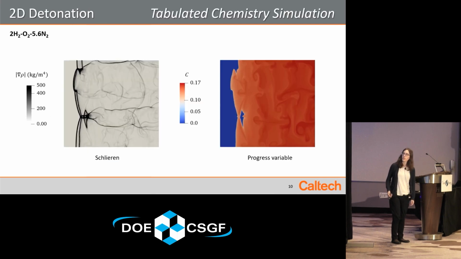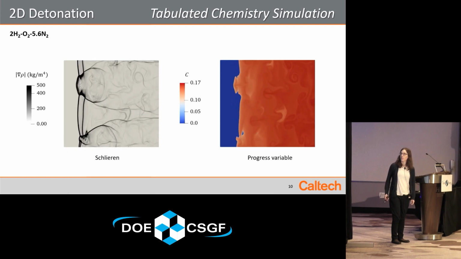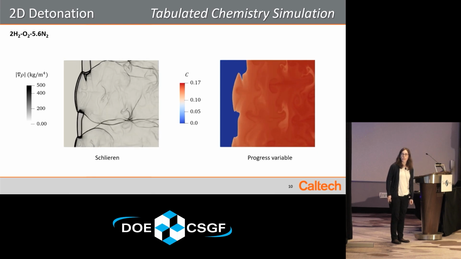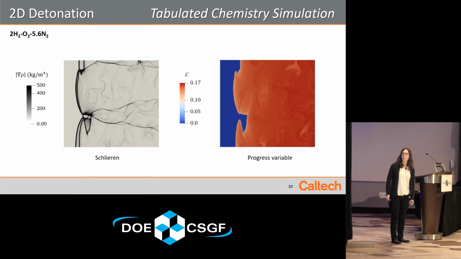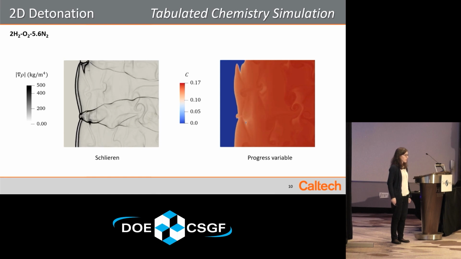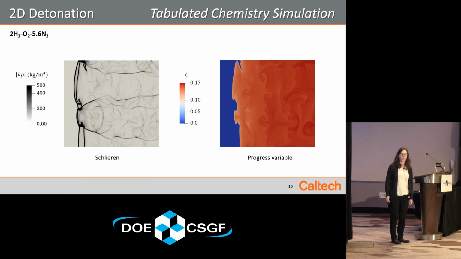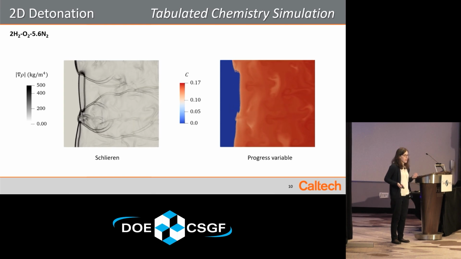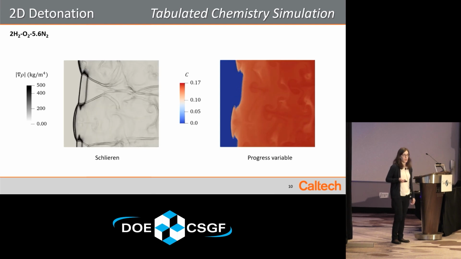And so here are a couple of videos from a tabulated chemistry simulation. The density gradient is on the left, the progress variable is on the right. We see there's a lot of complicated flow features here, lots of shock collisions, some vortical structures in the wake. And so even with this very simplified chemistry model, we see that the general fluid mechanics involved were able to be reproduced.